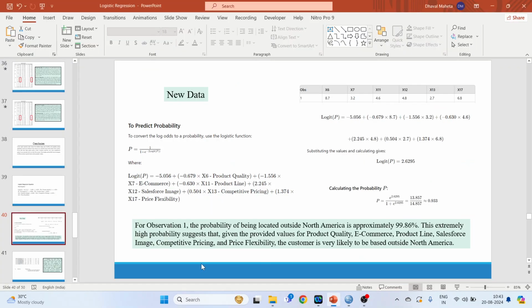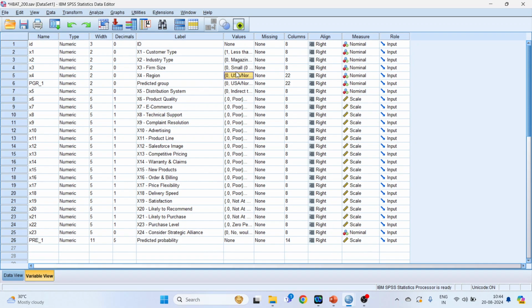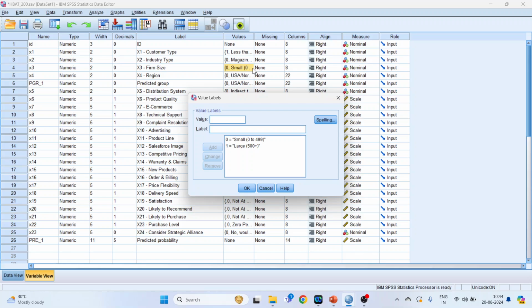Now let's introduce one categorical variable. We'll again go into the data. Variable view, firm size. I told you to remember this. What is coded here? Let's see the coding here. 1 is large firms and 0 is small. 1 is large, 0 is small.